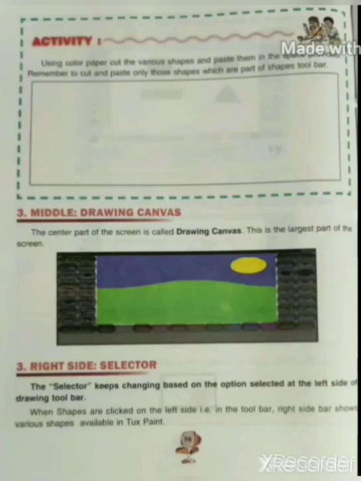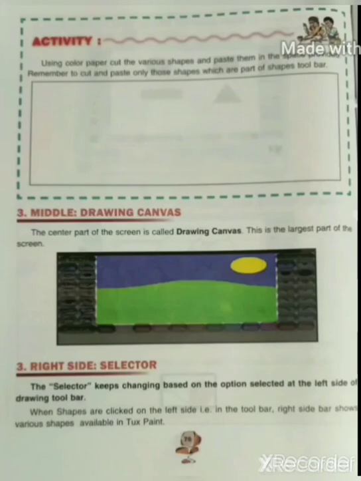Drawing canvas is the area where we are going to draw all the drawings, shapes, everything. The white area is your drawing canvas. Till now we have discussed the main screen and components of TuxPaint. Now we have discussed the drawing canvas, and next is our right side selector.